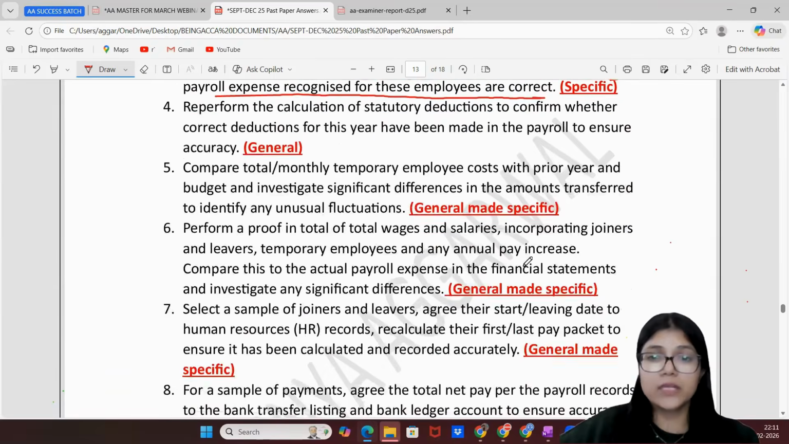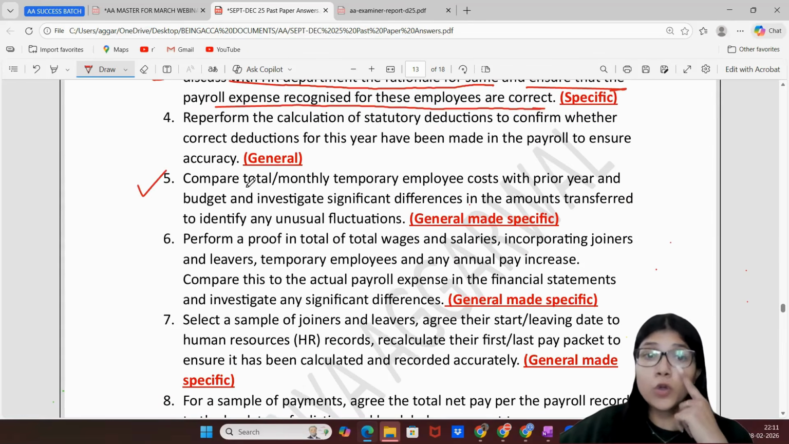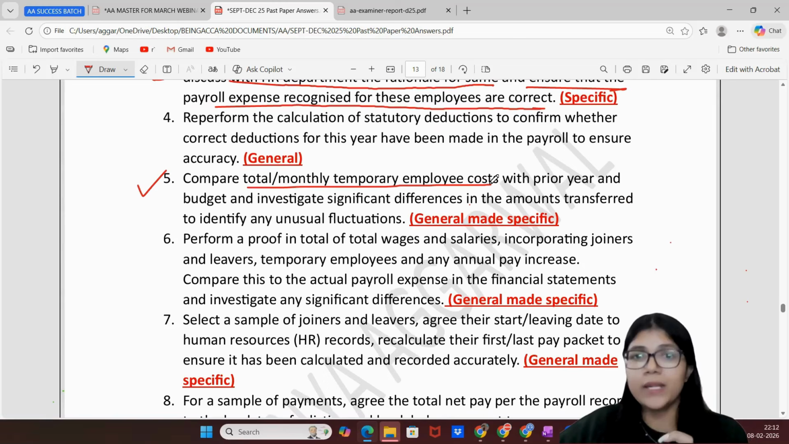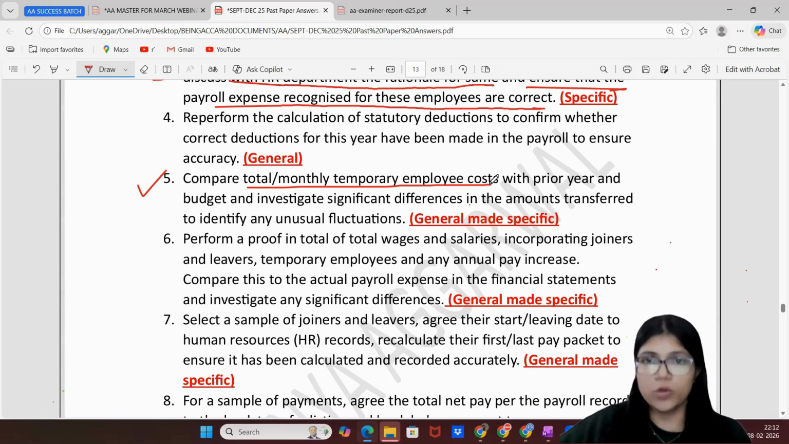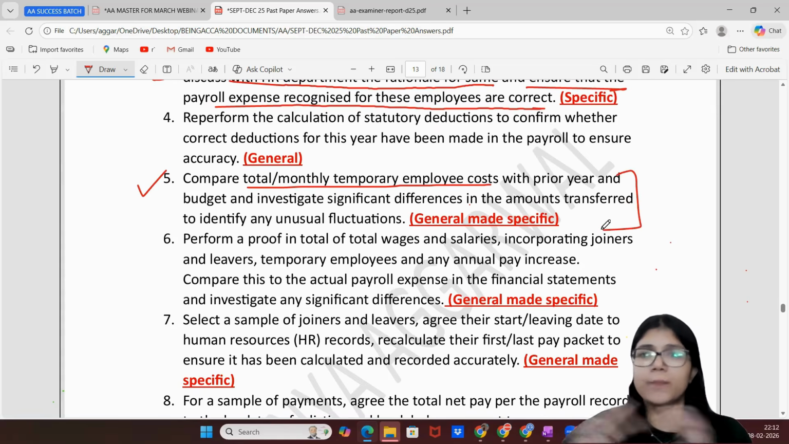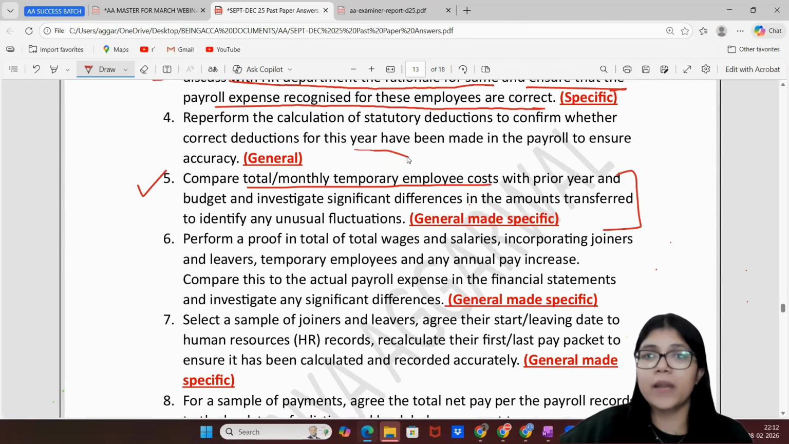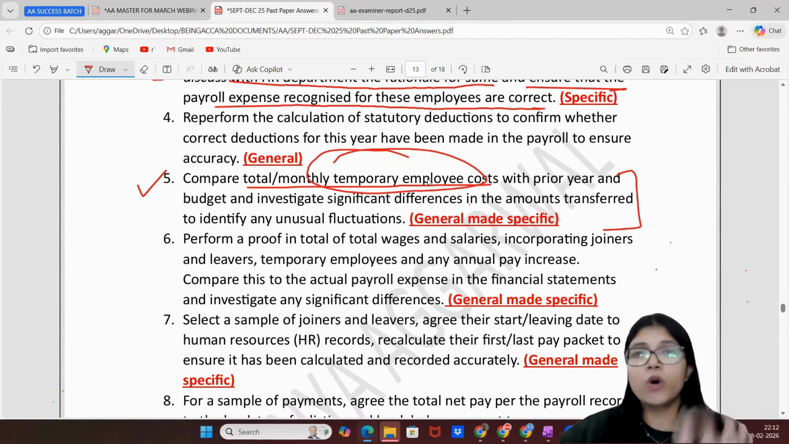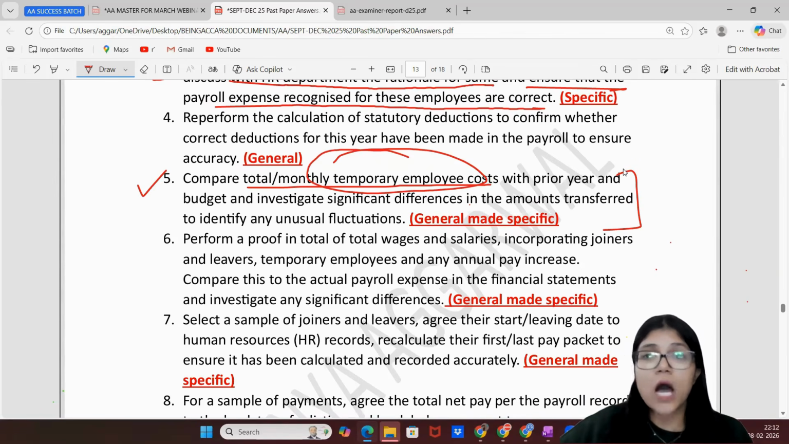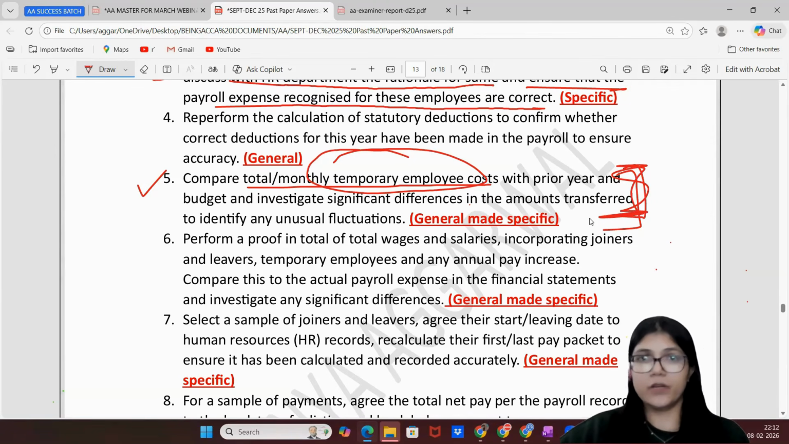Okay. Another one, let's see. This one, let us see. Compare total monthly temporary employee costs, because the company has temporary employees also and permanent employees also. So what I have done is, if you see, this is an analytical procedure, comparison with the prior year and budgets, etc. I've done nothing. I've used the same general procedure, but I have included that I will be comparing the temporary employee cost. You can also write temporary and permanent employee cost, because these words are from the question. So this is how you actually make case specific procedures, like general made specific.